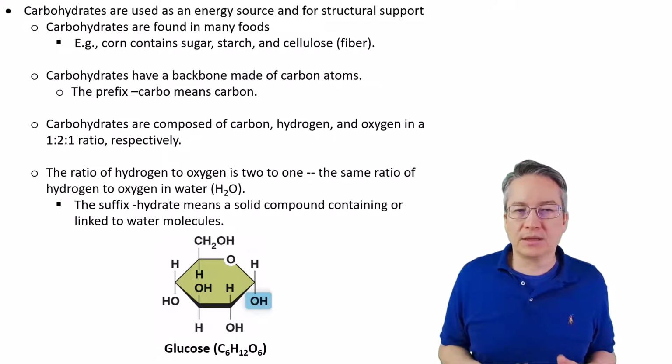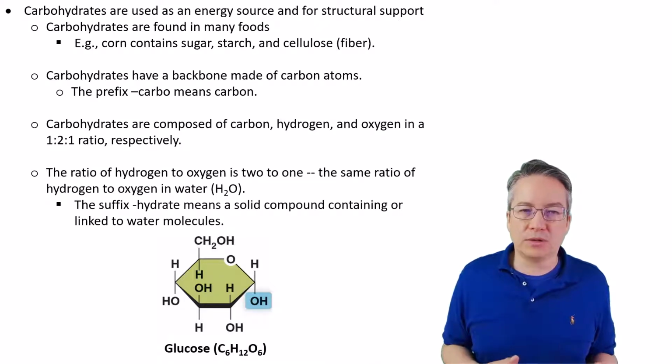Now let's take a look at the hydrogen and oxygen by themselves. So if we look at that ratio, there's 2 hydrogen for 1 oxygen. And notice that this is exactly the same ratio as in water. We have 2 hydrogens for 1 oxygen atom. So that's H2O. The suffix hydrate means a solid compound containing or linked to water molecules.